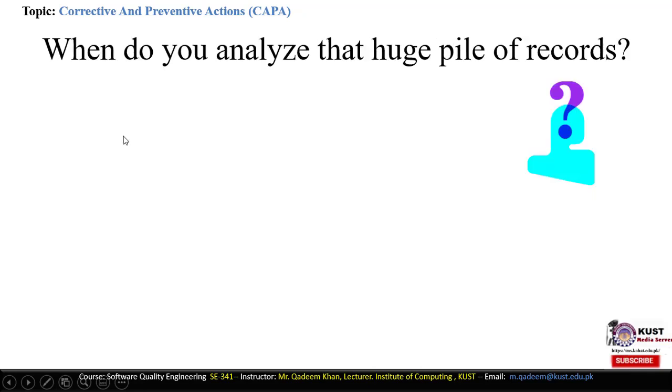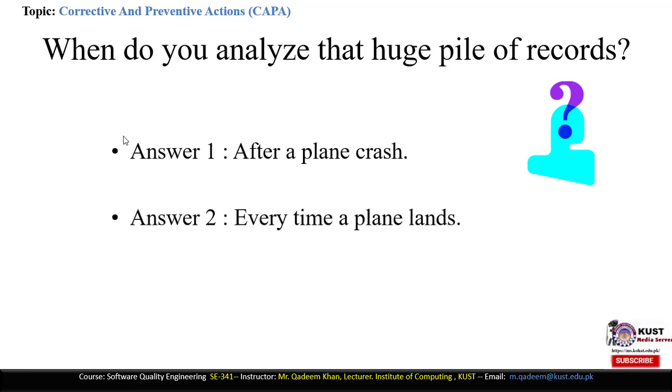When do you analyze the huge piles of records? Basically, we analyze the huge piles of records after a plane crash. The plane crash here is used as an idiom or proverb. It means that when a catastrophic situation arises, then we analyze the huge piles of records.